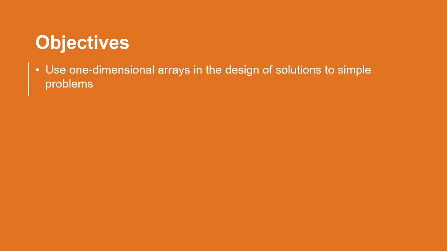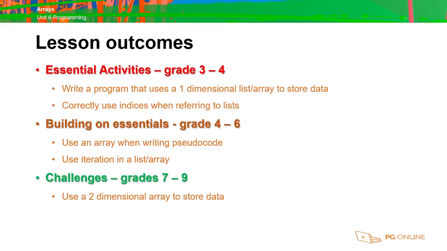So the idea, hopefully, this is what OCR say you need to be able to do, is to use one-dimensional arrays in the design of solutions to simple problems. They're relatively straightforward to get your head around. Grading-wise, if you can use one-dimensional lists and correctly use the indices, that's grade 3 to grade 4. By using iteration and using arrays properly in pseudocode, grades 4 to 6, and you can see there that for your higher grades is the use of two-dimensional arrays.